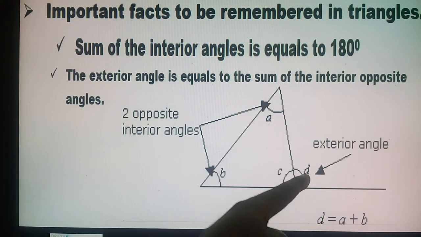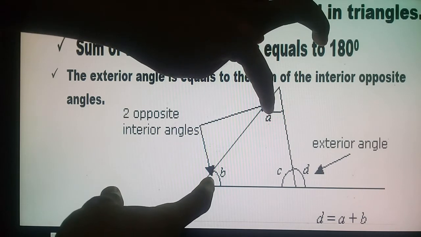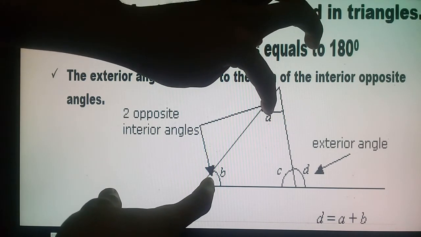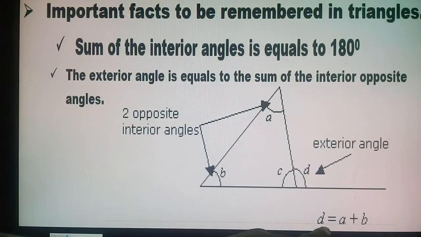The sum of the interior opposite angles. The interior angles we have here are A and B. It means if I add A and B, they both equal to what? D. That's why I say D equals A plus B.